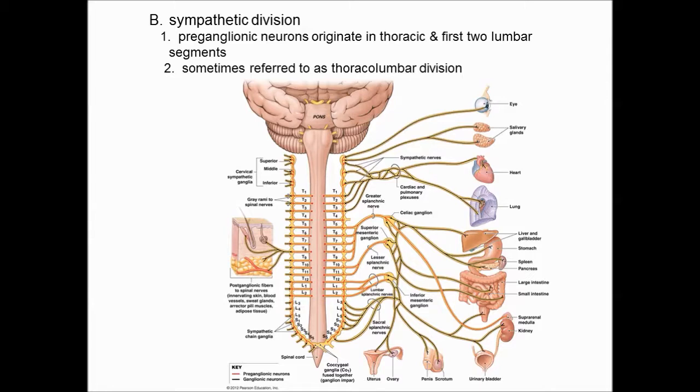The sympathetic system, the preganglionic neurons. Remember there are two peripheral neurons in each tract of the autonomic system. The preganglionic, or the first neuron, originates in the thoracic and first two lumbar vertebrae, so T1 through 12 and L1 and 2. Because of this origination, sometimes we call it the thoracolumbar branch. It was classically called that rather than the sympathetic division.